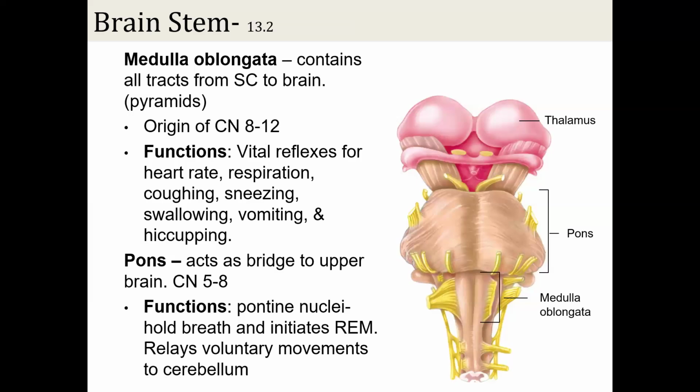Our pons acts kind of like a middleman or a bridge to the upper brain. We have some more cranial nerves that are now going to branch off of here. It has the pontine nuclei, and so that's what tells us when we're holding our breath, hey man, you got to breathe. And it also is going to initiate rapid eye movement.